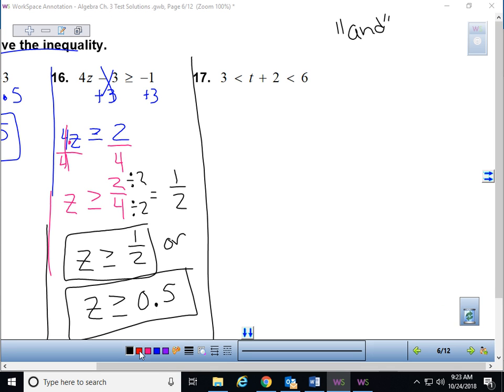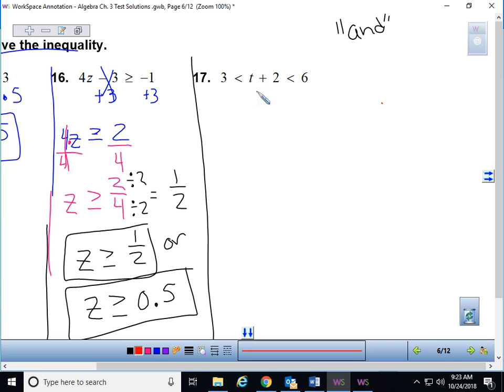where everything is connected. This is what I like to call a smooth inequality. It's connected from left to right. To solve it, we're getting the variable alone in the middle, and we're undoing things on the right side and on the left. So to get t by itself, like I did in these other problems, I have to undo what's attached. Well, attached is plus 2.